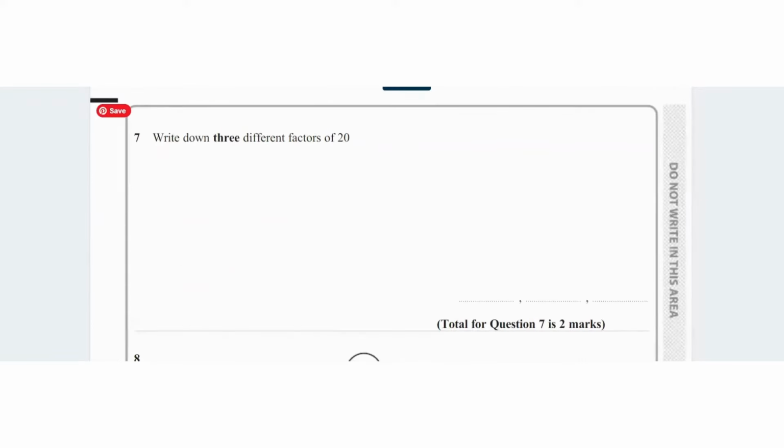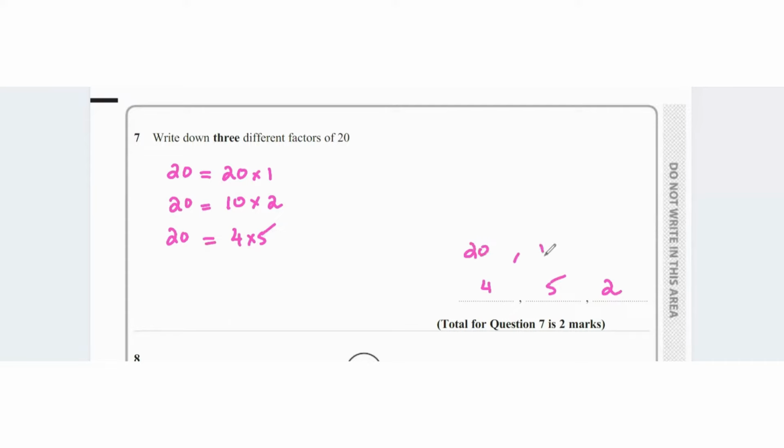Question 7 says, write down 3 different factors of 20. So we know 20 is 20 times 1. 20 is 10 times 2. 20 is 4 times 5. 3 different factors can be 4, 5, 2. Could have also used 20, 10, 1, or any of the combinations using these numbers.